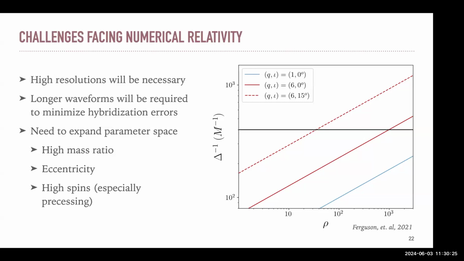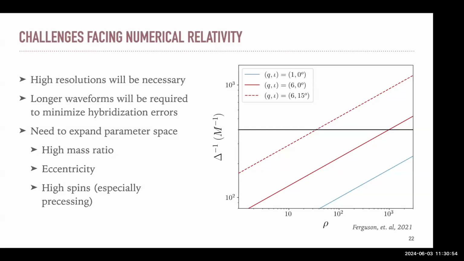And so that increases as you increase the loudness of the signal, and any systematic errors start becoming louder and more important than the statistical errors of the detection. So you need higher and higher resolution. When this plot was made, that horizontal line was the Maya catalog's highest resolution simulation. That's not quite true anymore, but it still gives you an idea of what's easy versus what's not.